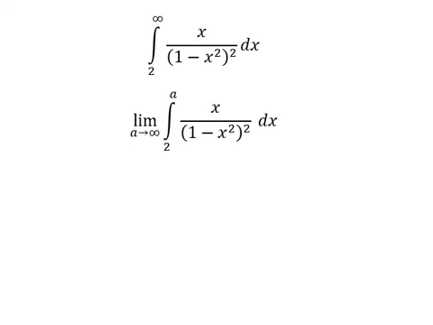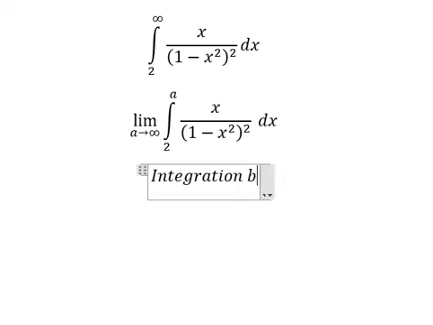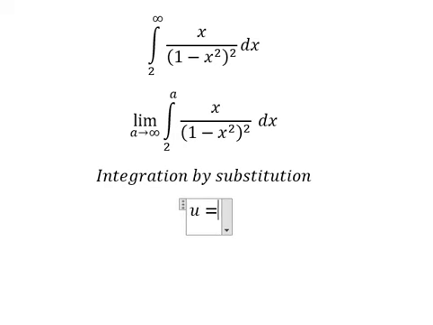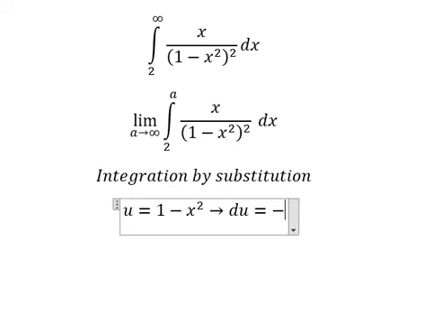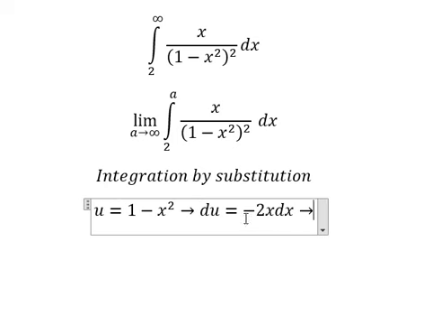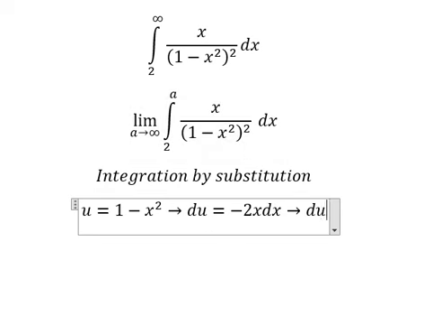Next, we need to use integration by substitution. So I will put u equals 1 minus x squared. After that, we need to take the first derivative of both sides, and we have negative 2x dx. Because we don't have the negative number 2, we need to divide both sides by negative number 2.